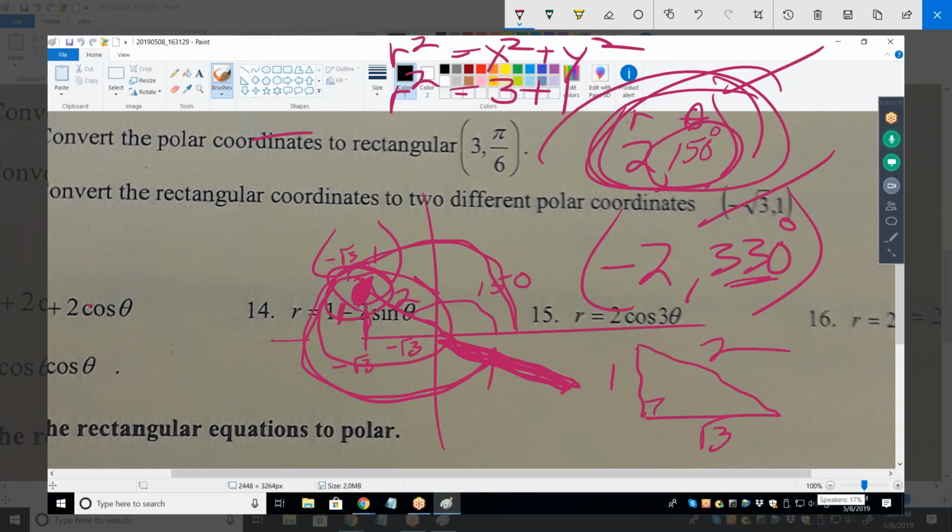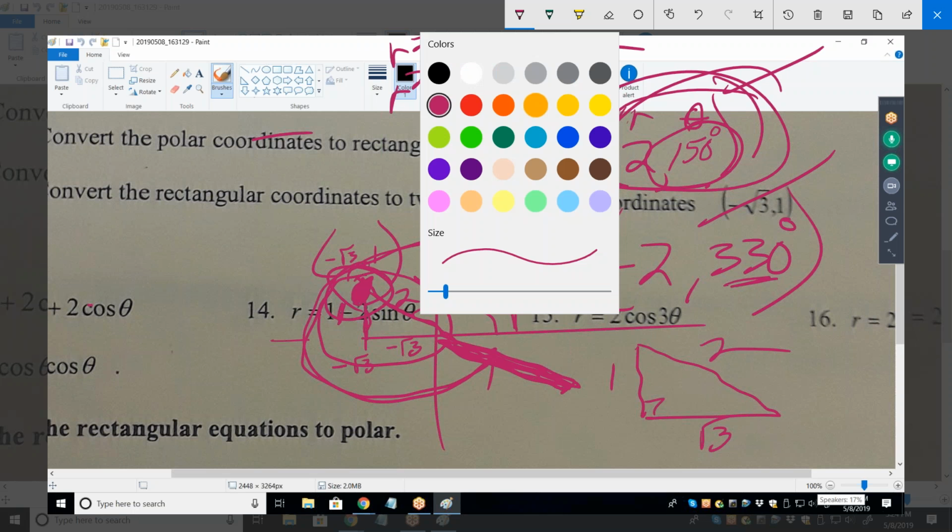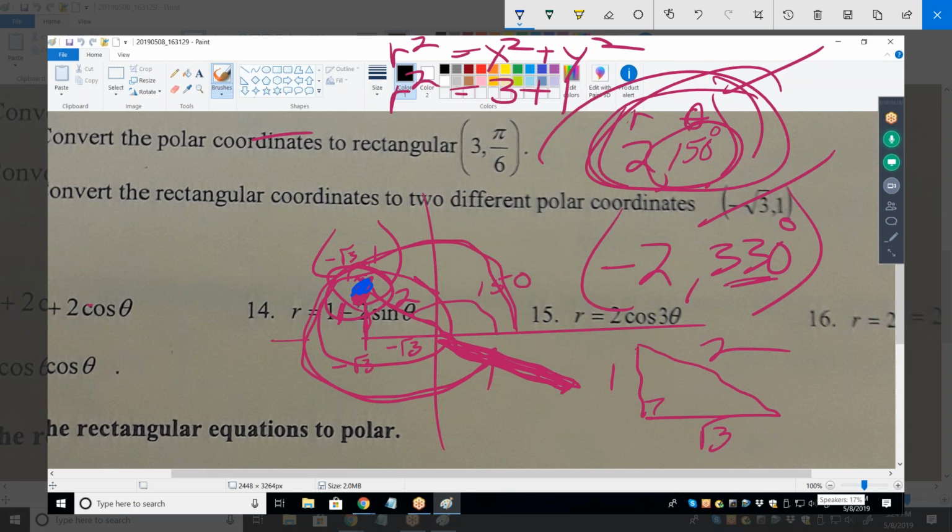The same point on the XY plane. And that's one of the differences between rectangular coordinates and polar coordinates. Rectangular coordinates, this point right here, can only be described in one way, -√3, 1 in rectangular coordinates. But in polar coordinates, there's an infinite number of ways to describe that same point.